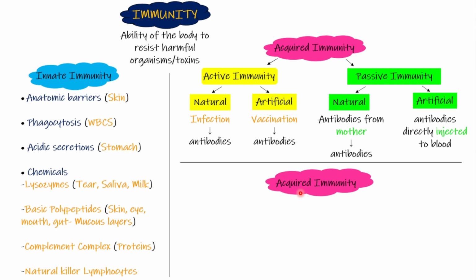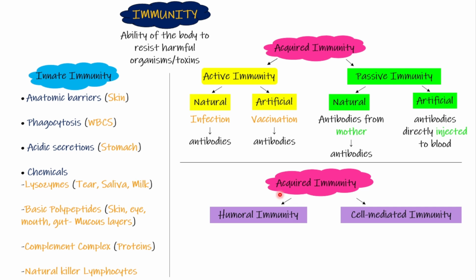So one other way to classify acquired immunity is that there are two types of acquired immunity. One is humoral immunity and the other one is cell-mediated immunity. So the humoral immunity is the one which is because of B lymphocytes, and cell-mediated immunity is the one which is because of T lymphocytes. B lymphocytes are causing humoral immunity, whereas T lymphocytes are causing cell-mediated immunity.